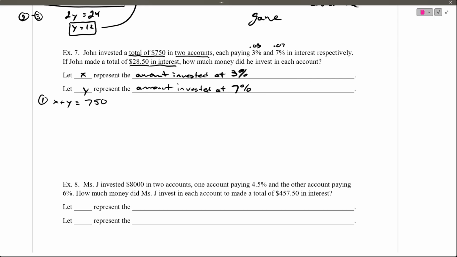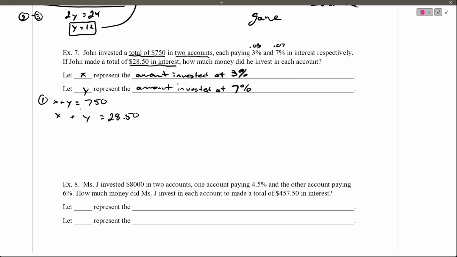However, how much interest did he make? That's the key. So this is similar to our previous question where we're saying, well, we have some amount of X and we have some amount of Y, and that earned a total amount of money, which was $28.50. Now the question is how much of X and how much of Y? So last time it was all about how much each was worth. In this case, it's how much interest was earned.